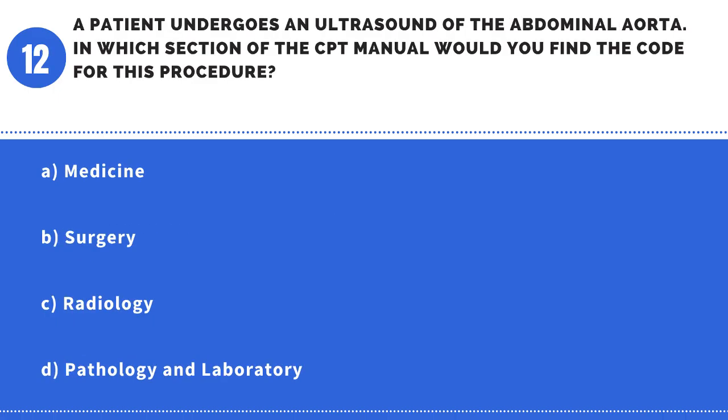Question 12. A patient undergoes an ultrasound of the abdominal aorta. In which section of the CPT manual would you find the code for this procedure? A. Medicine. B. Surgery. C. Radiology. D. Pathology and laboratory.